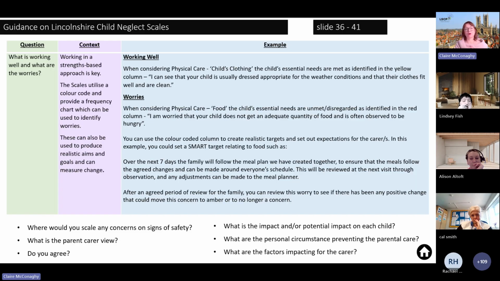So each one of those would be broken down into the question, the context, and the example. And here the first one we're just going to show today is the example around what's working well and what are the worries. So the context is that we want to be able to put areas where we want to celebrate, acknowledge, and share with the family and talk about, and then also maybe some of those scales would also reflect, even in the same area of care, some other areas where we'd like to make some changes and support.